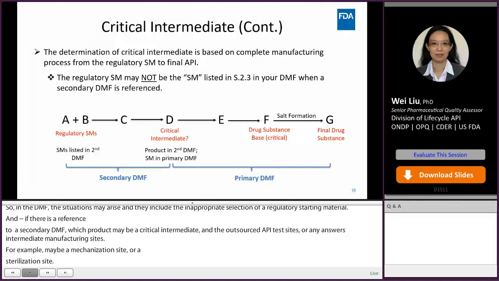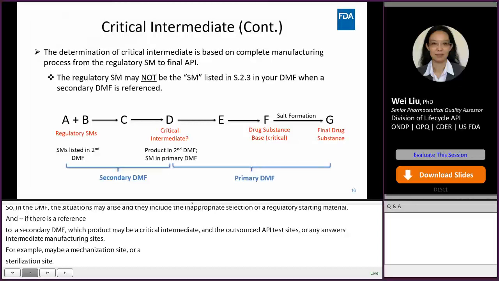Now D is a product in the secondary DMF. It is also listed as starting material in section 2.3 in the primary DMF, but is not the regulatory starting material in this process when we consider the complete manufacturing process from A to G. It's actually an intermediate. Whether intermediate D is critical or not depends on the risk assessment for the complete manufacturing process from A to G.